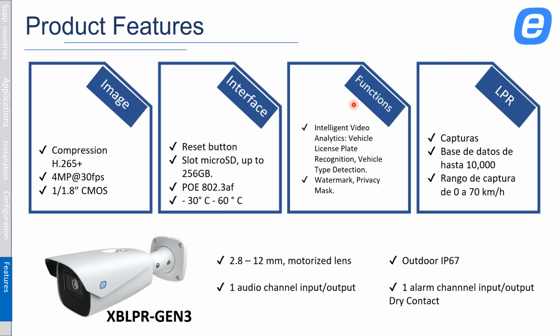Some of the functions of the camera: it has intelligent video analytics, such as vehicle license plate recognition and vehicle type detection. It has watermark and a privacy mask. The LPR can capture license plates, and it has a database of up to 10,000 and a capture range of 0 to 70 kilometers per hour.